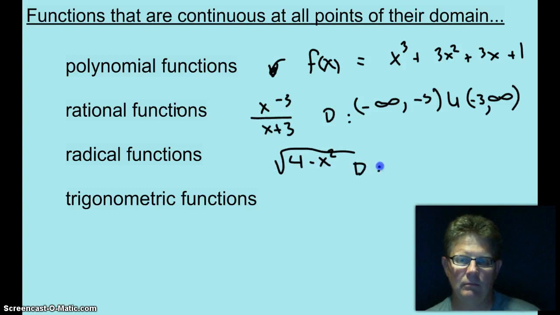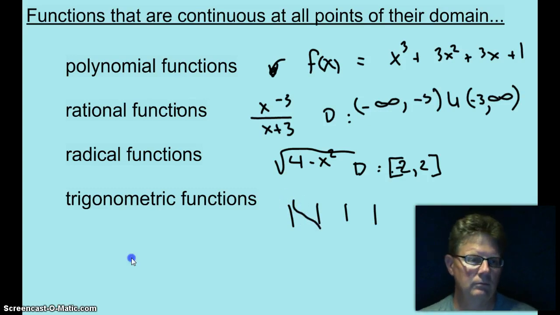Radical functions like the square root of 4 minus x squared. The domain of that is negative 2 to 2. So it is continuous on its domain. And all the trigonometric functions. Those are continuous everywhere along their functions. Tangent, cotangent, secant, and cosecant will of course have some vertical asymptotes depending on which graph you're talking about. But where it's defined, it will be continuous. And I think that's about all I have to say on that.